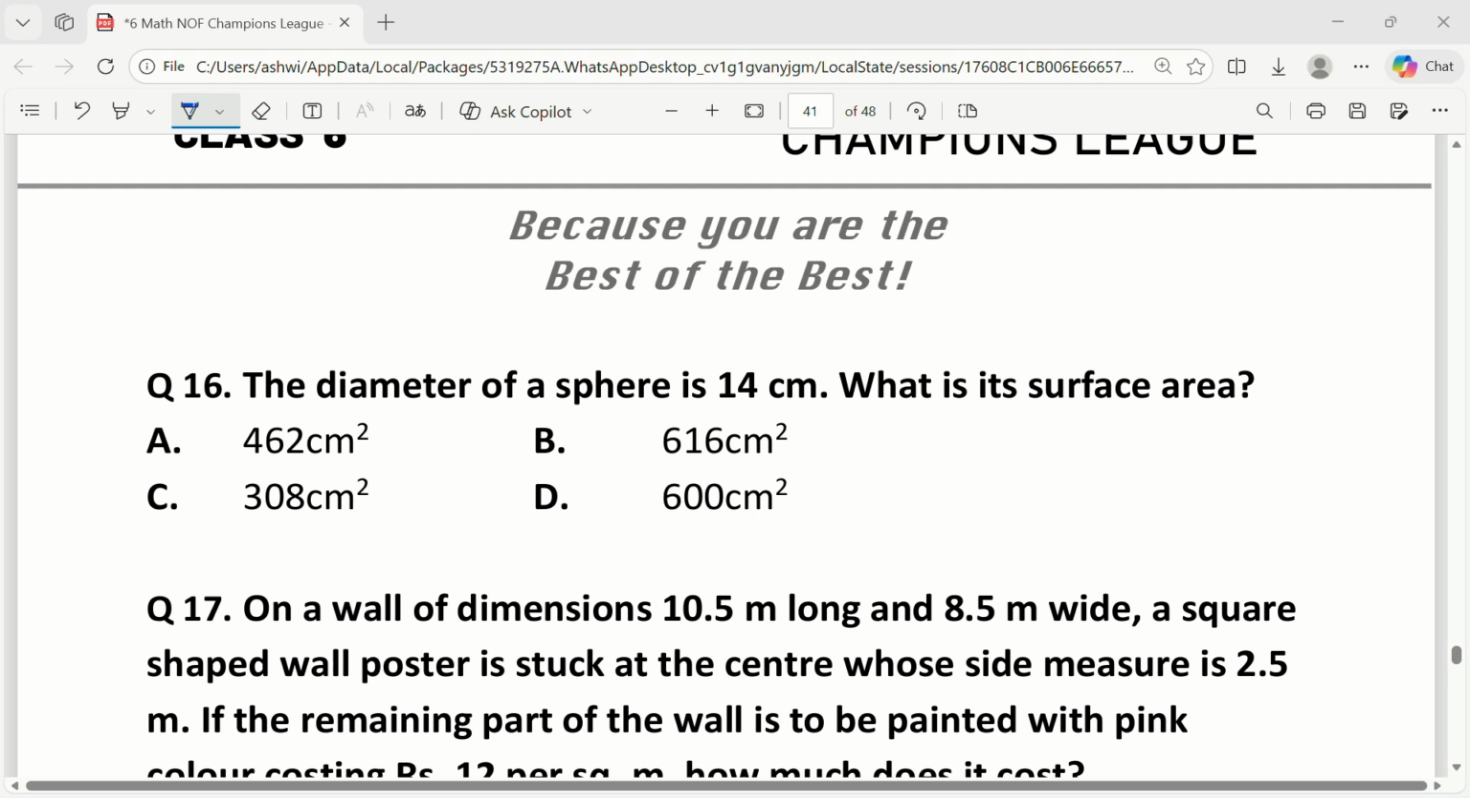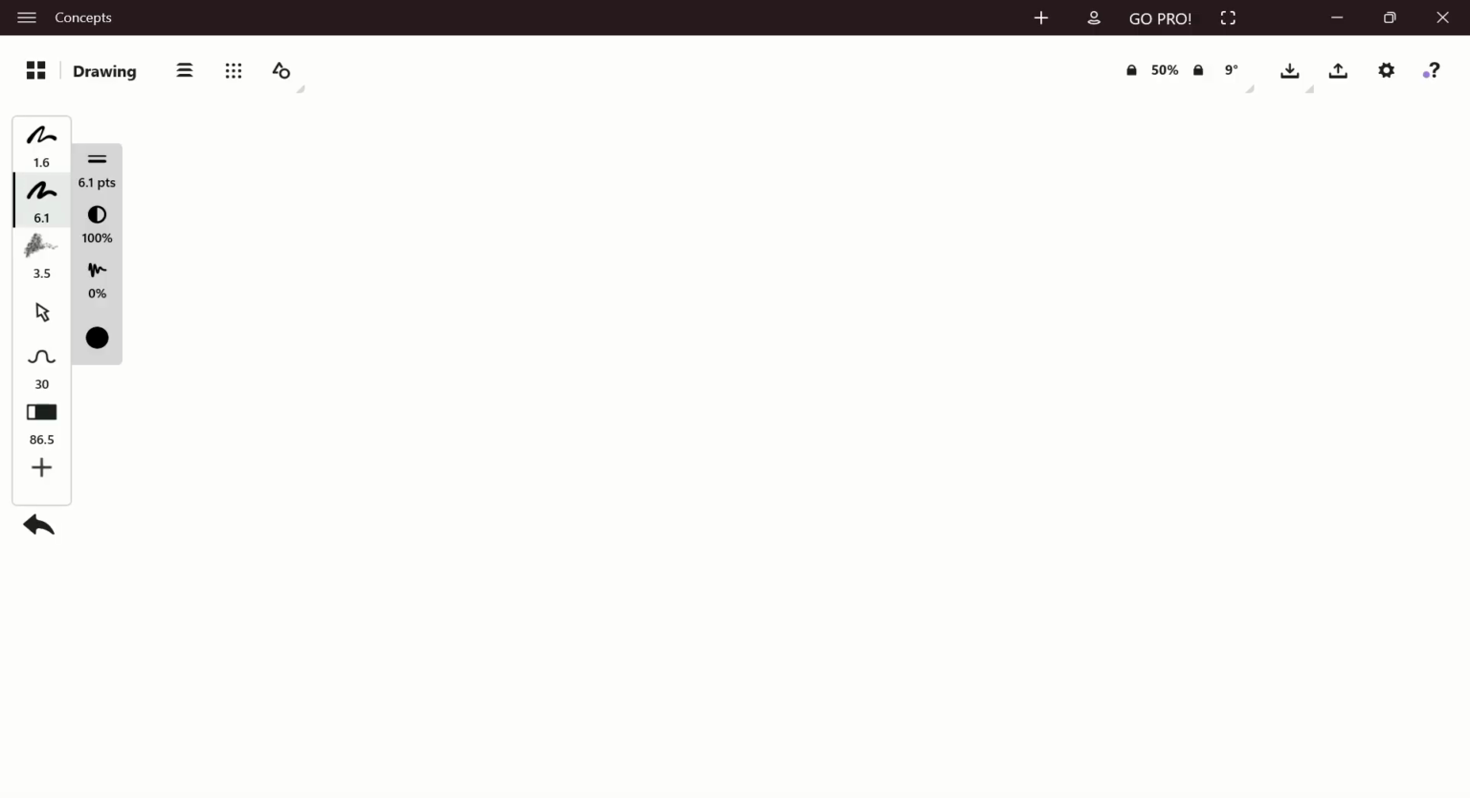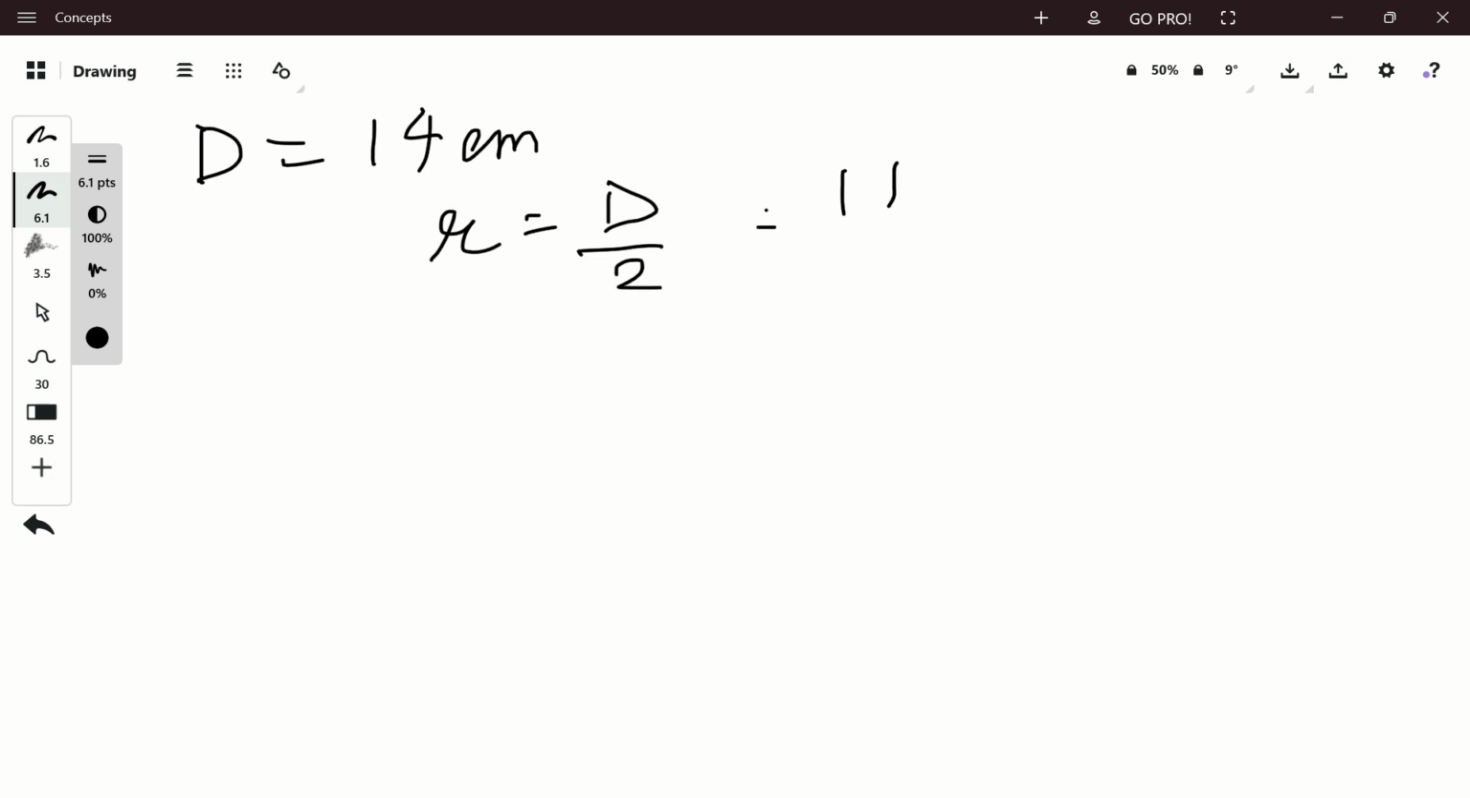Question 16. The diameter of a sphere is 14 centimeter. What is its surface area? The diameter D is equal to 14 centimeters. The radius is the half of diameter, so R is equal to D by 2, which is equal to 14 by 2, which is equal to 7 centimeters.